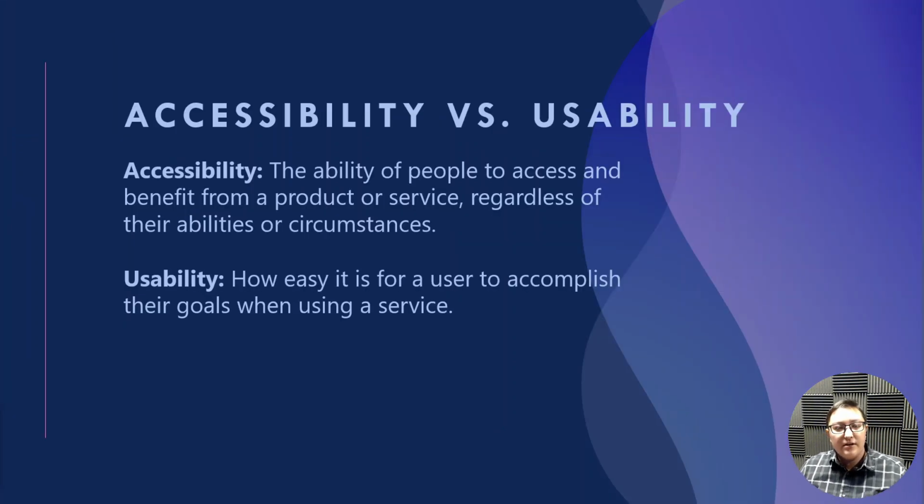But first, I want to give you a little bit of a differentiation between accessibility and usability before we continue. So accessibility is the ability of people to access and benefit from a product or service regardless of their abilities or circumstances. And usability is how easy it is for a user to accomplish their goals when using a service. So typically, something we think of when we think of accessibility and usability is captions on videos. And when we think of that as well, we also think of somebody who's hard of hearing, somebody who's deaf, who needs those captions in order to understand what's going on.